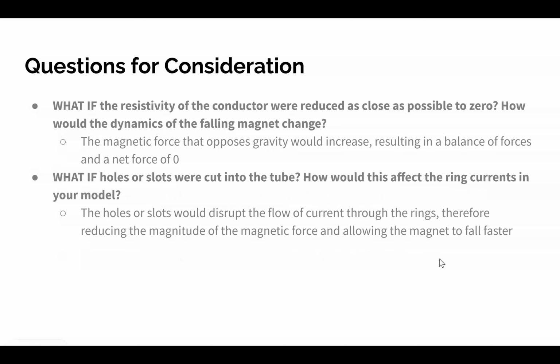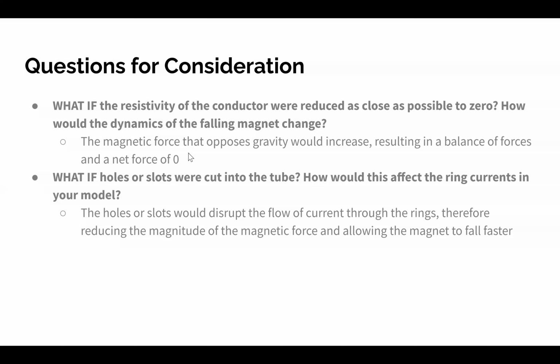So what if the resistivity of the conductor were reduced as close as possible to zero? If that were the case, the magnetic force that is opposing gravity would increase, and that would eventually result in the balancing of forces and a net force of zero.